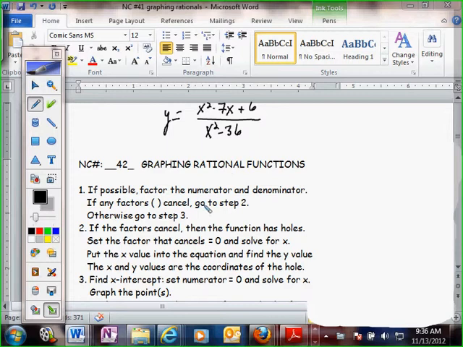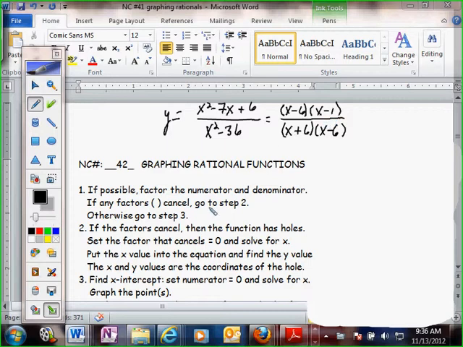So the first step says, if possible, factor the numerator and the denominator. The bottom should be easily seen that it's factorable. That's the difference of squares. So I have x plus 6 and x minus 6. And the top, if I'm looking for two numbers that add to get me negative 7 and multiply to get a positive 6, signs are the same, they're both minus, should be x minus 6 and x minus 1, because negative 6 plus negative 1 is negative 7, and negative 6 times negative 1 is positive 6.